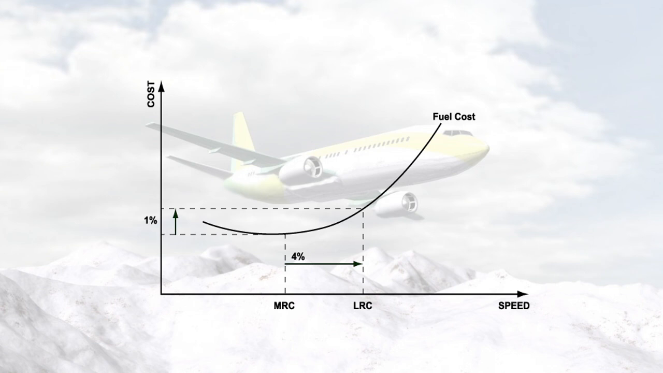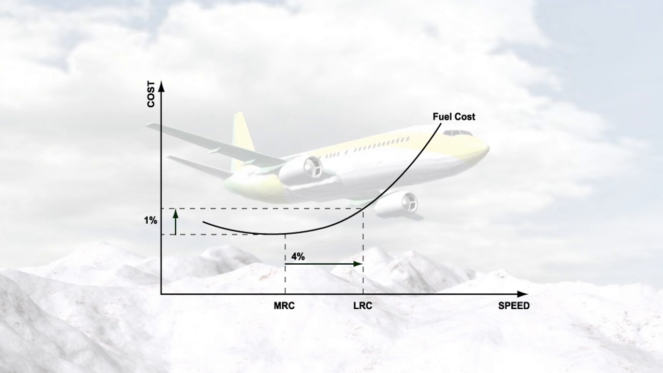The simple reason why this speed is used is because by getting to the destination more quickly, more revenue-earning flights can be carried out in any given time period. In other words, over a given time period, 4% more flights can be carried out, with only a fuel consumption increase of 1%.